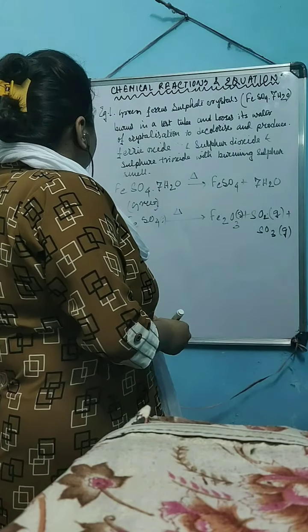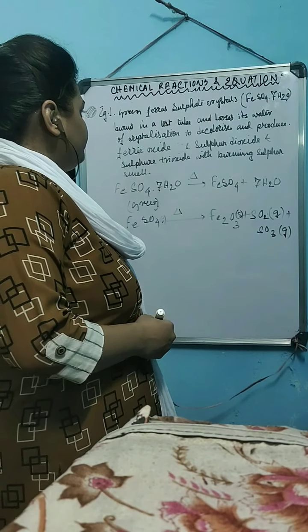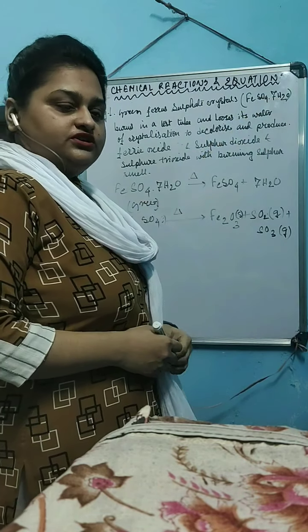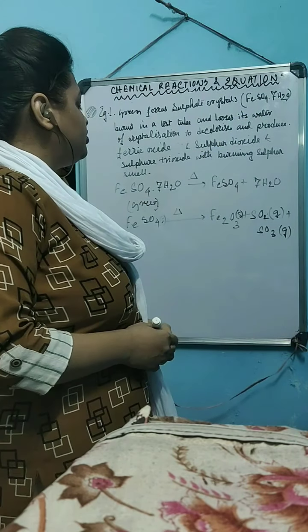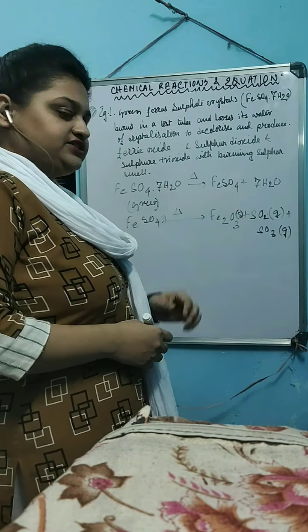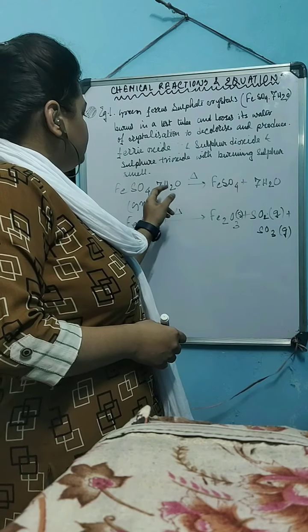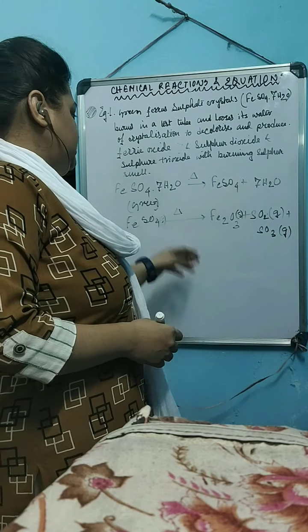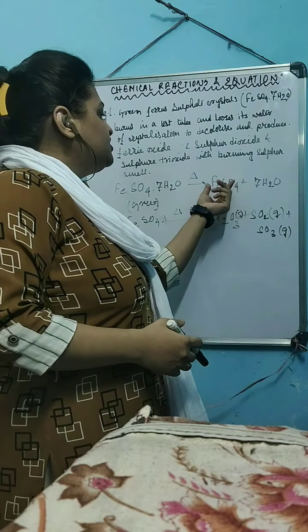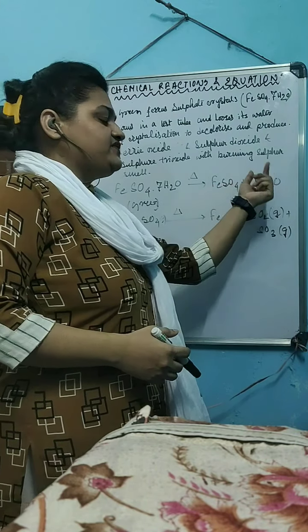Now we are going to study several examples to understand decomposition properly. Let's look at the first example. Green ferrous sulfate crystal, which is FeSO4.7H2O. This 7H2O is the water of crystallization, which is green in color. When it is heated in a test tube, the green crystal loses its water of crystallization to produce solid FeSO4 and 7H2O.